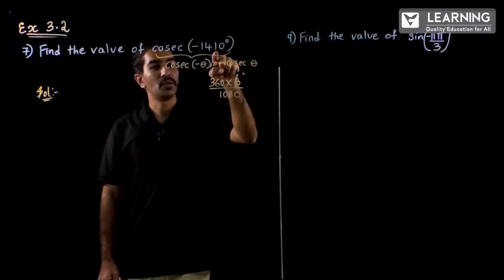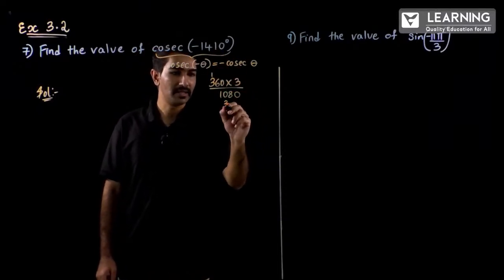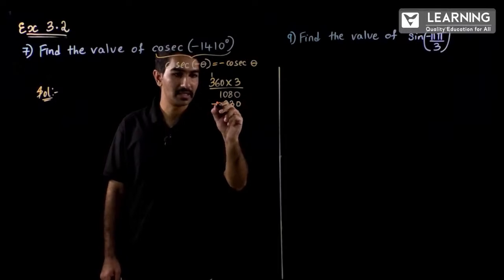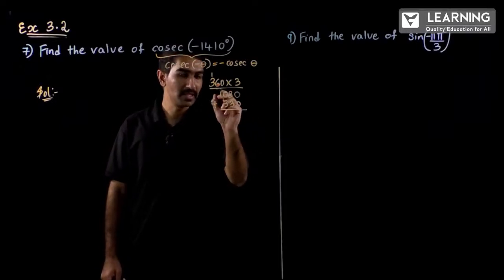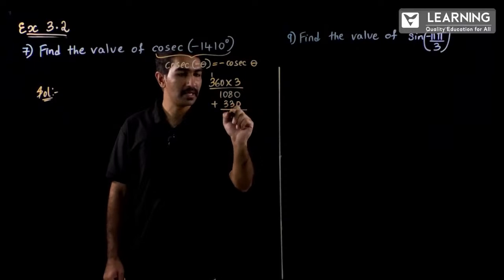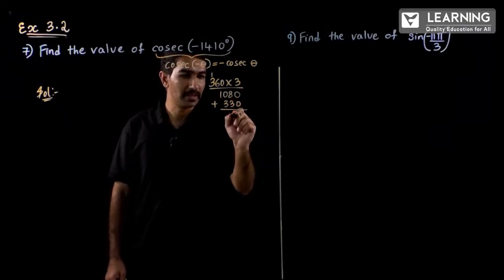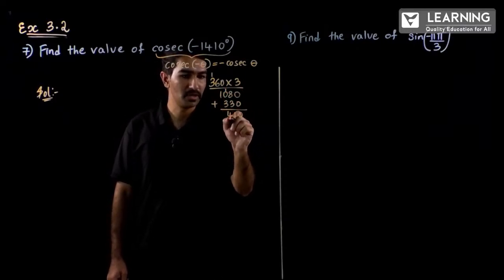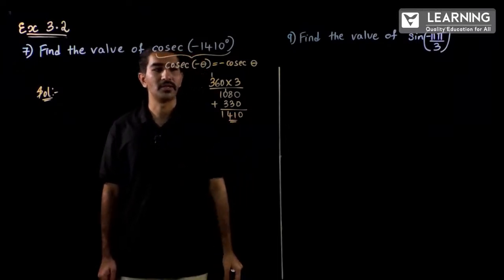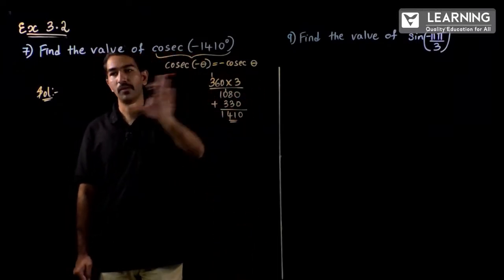We need 1410. So here we have to write 330 degrees. So 360 into 3 plus 330 will give us how much? 0. 8 plus 3 is 11. 3 plus 1 is 4. So we got here 1410. Now students, this is again rough work. We'll come back to the solution.